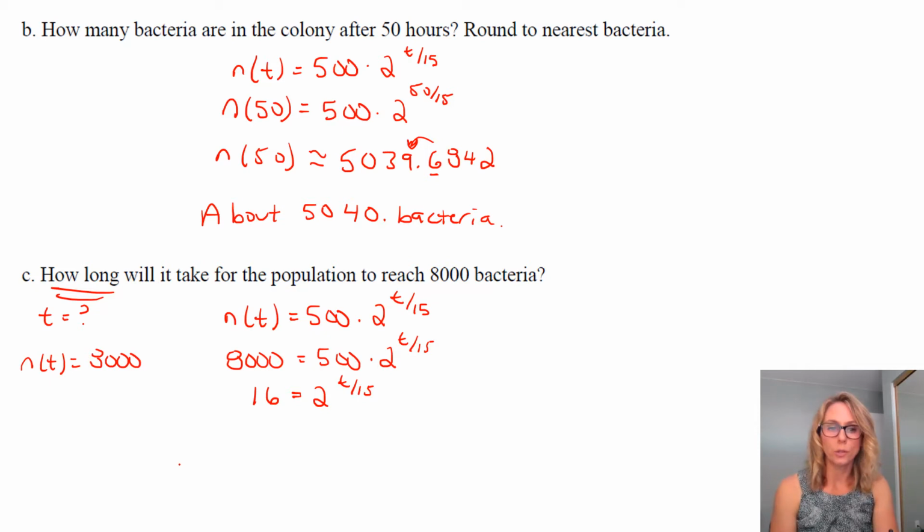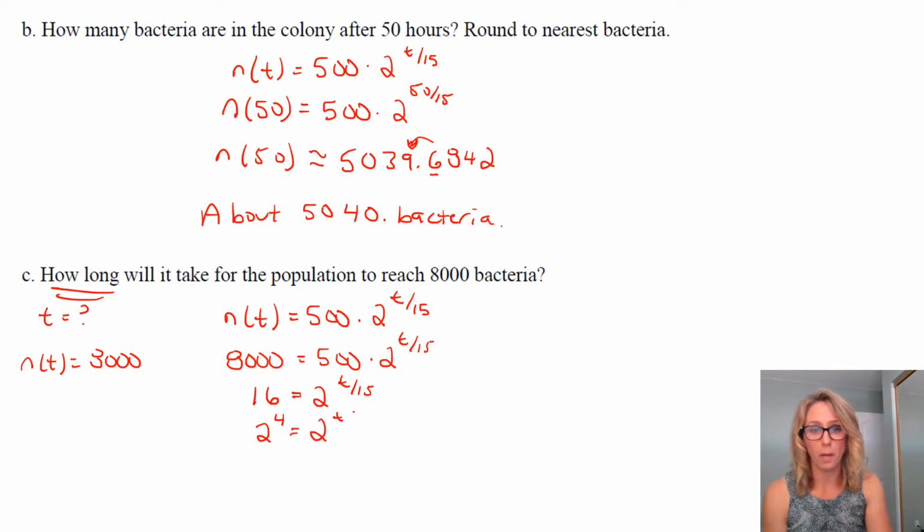Now, a couple things you can do. You could take the logarithm of both sides. That's totally valid. You could do log 16 equals log of 2 to the t over 15, and then use the power rule to bring it down. Another option, because 16 can be rewritten with a base of 2, you could solve it similar to another example that we saw. It's up to you. By doing that, we have 4 equals t over 15, because the exponents need to be equal. Multiplying both sides by 15, we have t equals 60.